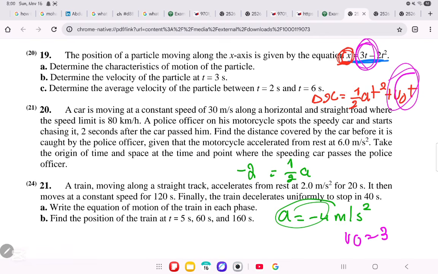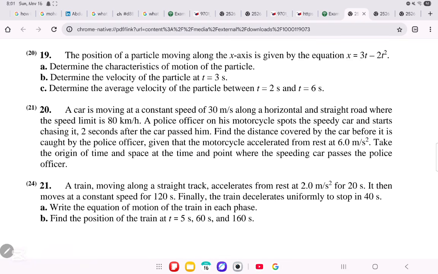Part B, what does it say? Determine the velocity of the particle at 3 seconds. Perfect. How can I determine the instantaneous velocity if they gave me the equation of position or displacement? If they're talking about instantaneous at a specific time, very important, you will take the derivative, right? So this would be then 3 minus 4t. So at 3 seconds, 3 minus 4 times 3. So minus 9 meters per second. Now, very important.